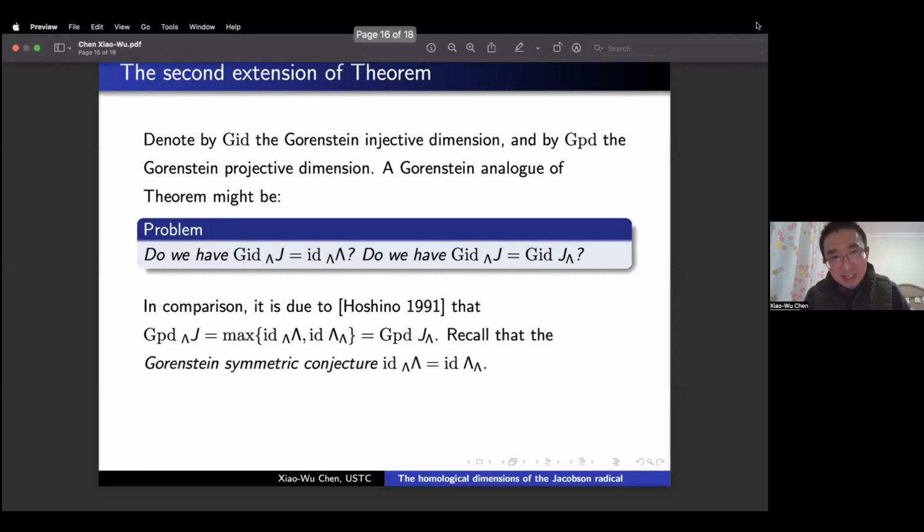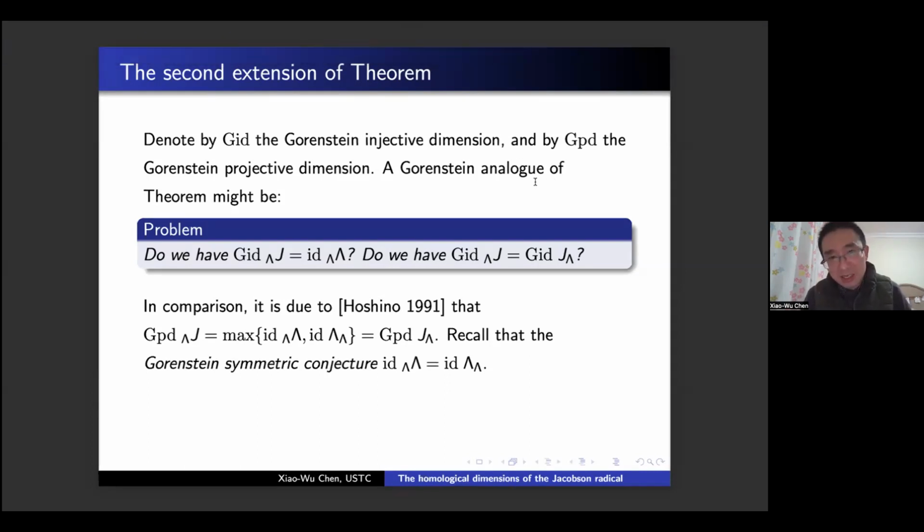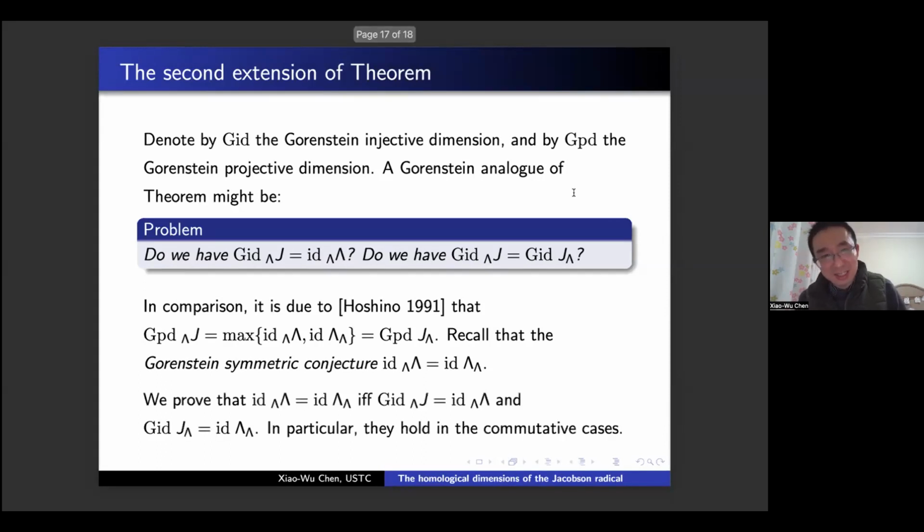Please next. Yes, so recall that the very famous Gorenstein symmetry conjecture states that the self-injective dimensions on each side are the same. So in the end, we prove that the above two questions are somehow half of this Gorenstein symmetry conjecture.